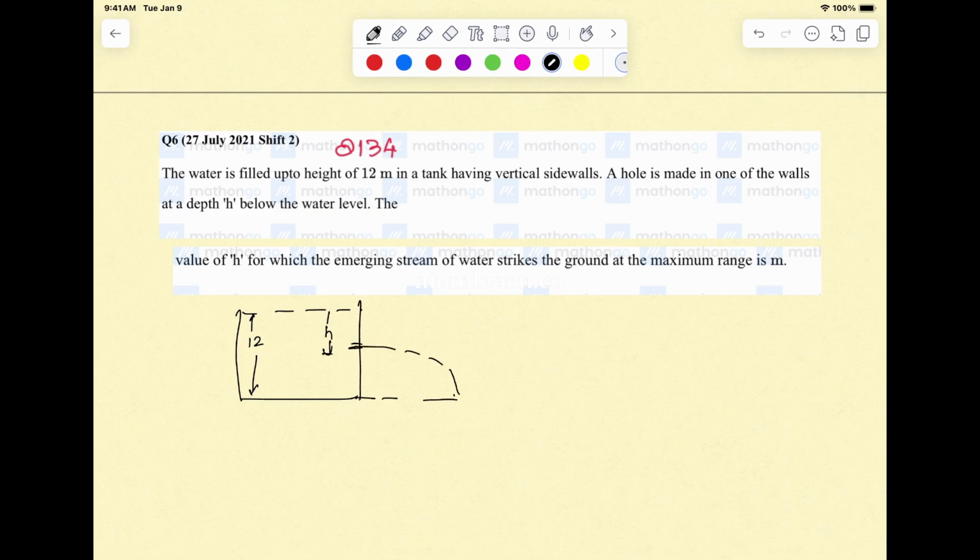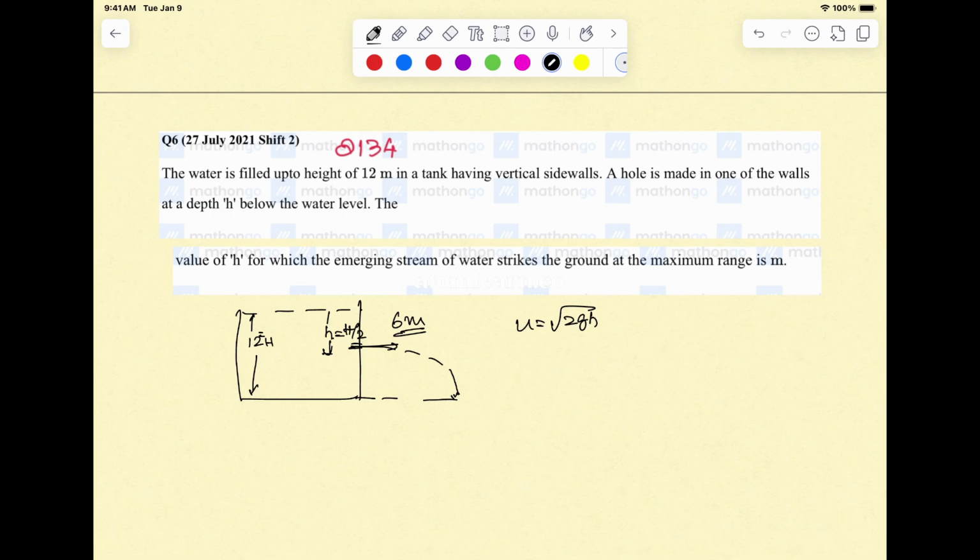This is already a well-known result. h should be half the total height H. This means h should be H by 2. If H is 12 meters, h should be equal to 6 meters. Why? If you want to derive this, it is actually part of your hydrostatics. What is the velocity with which the water is coming out? u is equal to root of 2g into h. This is the efflux velocity, we know.